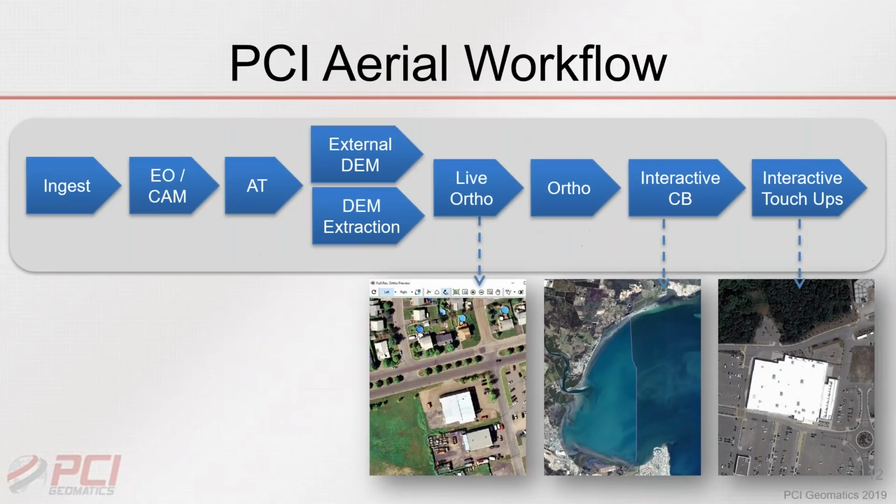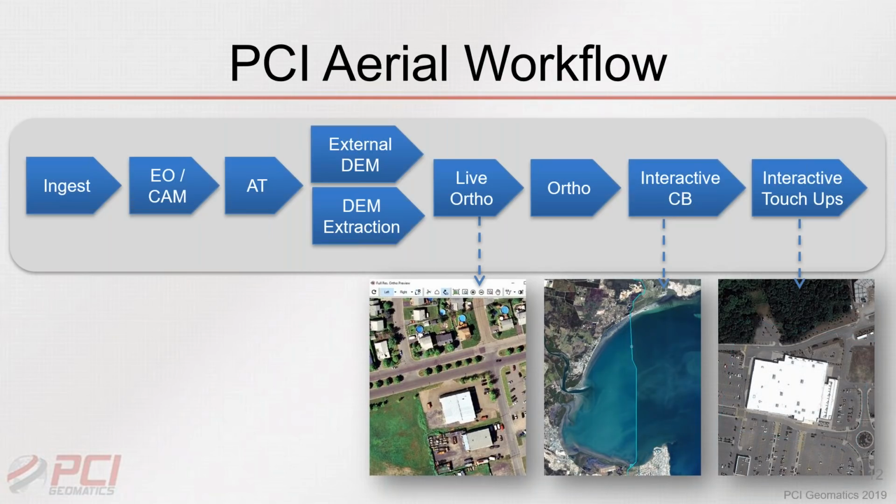So our philosophy at PCI is to try to streamline this entire workflow and make it a lot more straightforward. You can see that we have ingest, exterior orientation, camera calibration. Then we can add the aerotriangulation. In addition to the aerotriangulation that's been provided externally, we can improve upon that by collecting tie points and GCPs.